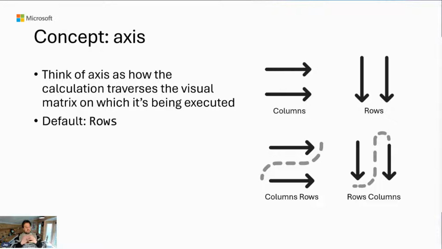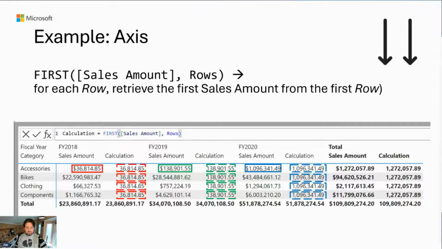And then we have combinations of the two, which is columns, rows, and rows, columns. And this is where your brain starts melting a little bit, or at least my brain starts melting a little bit. But let me show you what I mean.